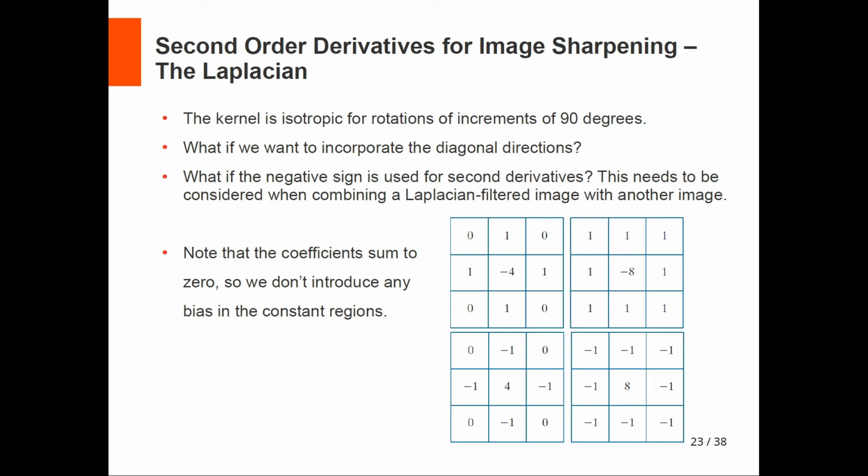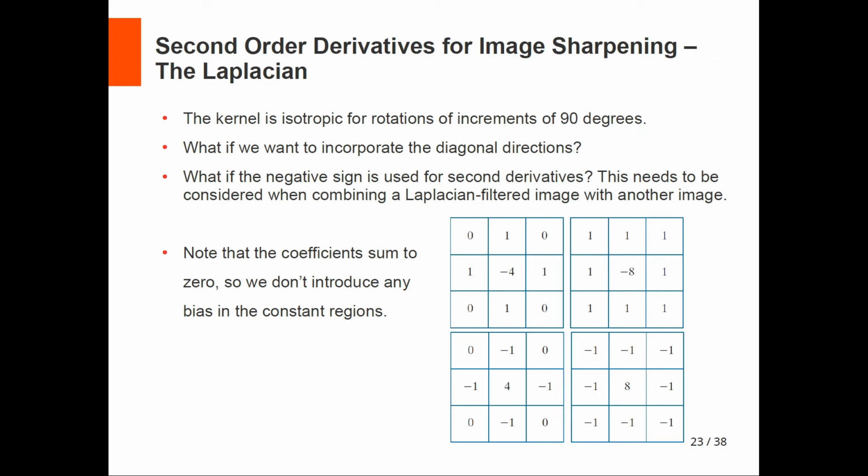But what if we want to incorporate the diagonal directions too? So simply what we do is that we apply the same equation for the diagonal direction as well, and then we incorporate those weights into the kernel. So if we do this, the kernel that we end up with has a -8 at the center and all ones around the center.